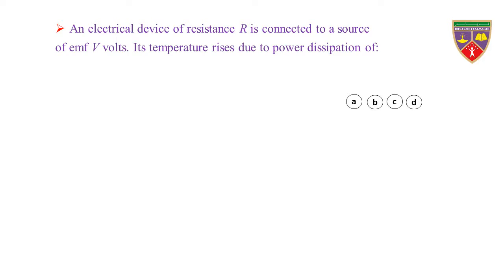An electric device of resistance R is connected to a source of EMF V volts. Its temperature rises due to power dissipation of option A, IR; option B, IV; option C, I square R; option D, V square divided by R. The key is V square divided by R. Therefore, option D is correct.